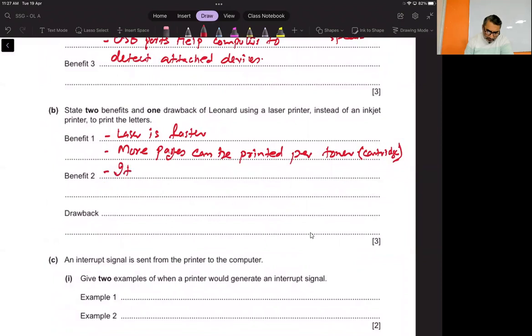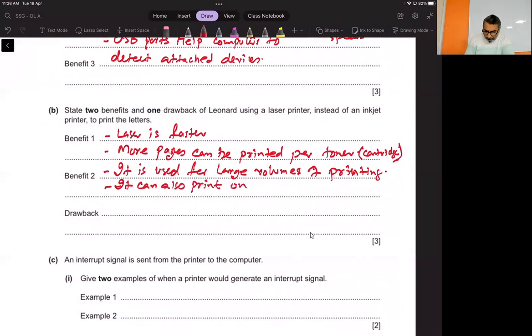So it is used for large volume printing. Large volumes of pages. Okay. It can also print on both sides automatically.